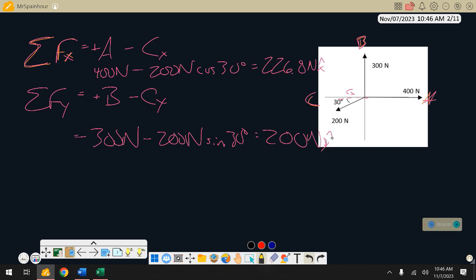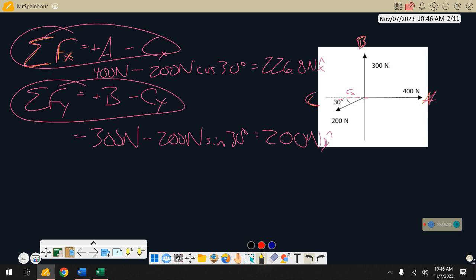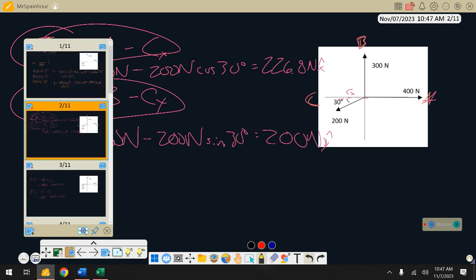There we go. Y hat. Same sort of conversation. This method right here of summing the forces in the x and summing the forces in the y is going to become very, very helpful as we transition in just a second to real-world examples.